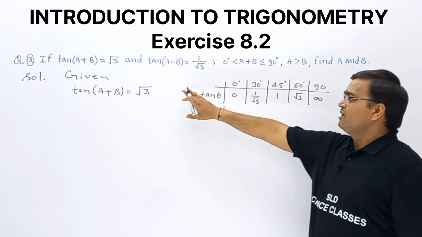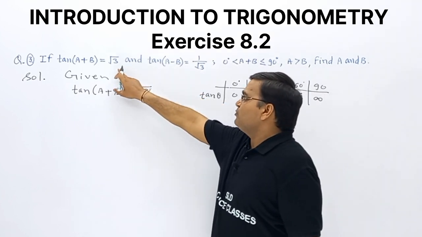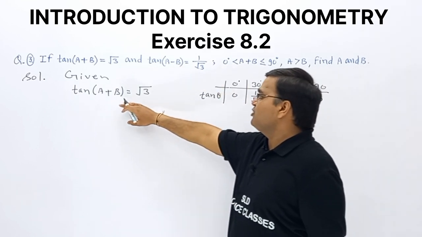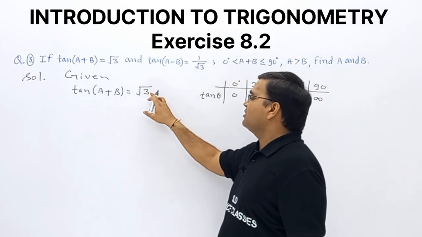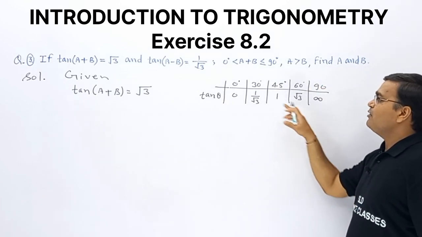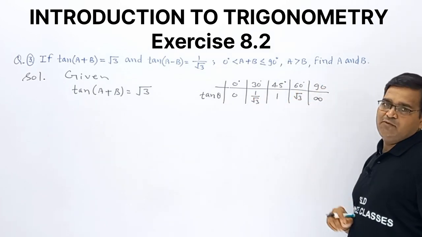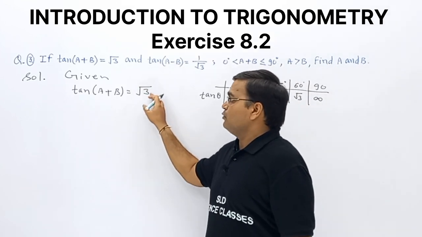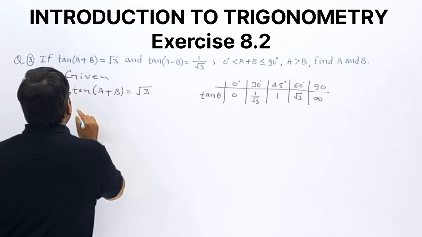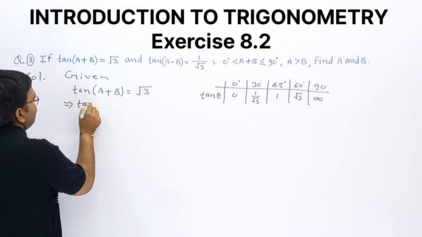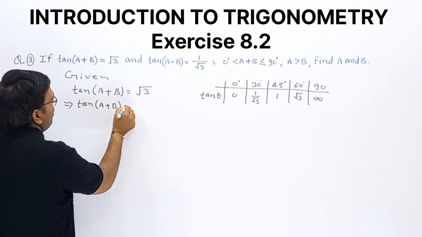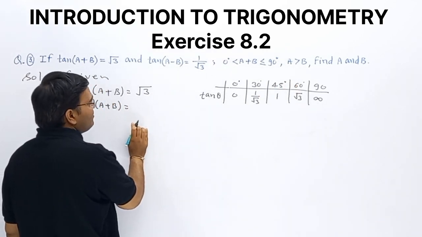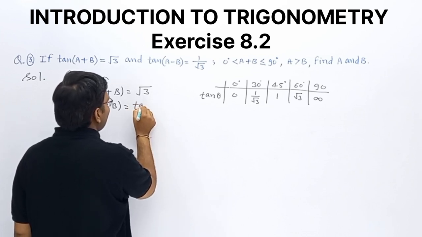Clear? So in the question, we have tangent A plus B equal to square root of 3 and tangent A minus B equal to 1 upon square root of 3. First I am taking tangent A plus B equal to square root of 3. In tangent theta, where do we have square root of 3? At 60 degree. When acute angle theta equals 60 degree, we get this value. So what can we say? Tangent A plus B can be written as tangent 60, because theta is 60 degree, then we get square root of 3.